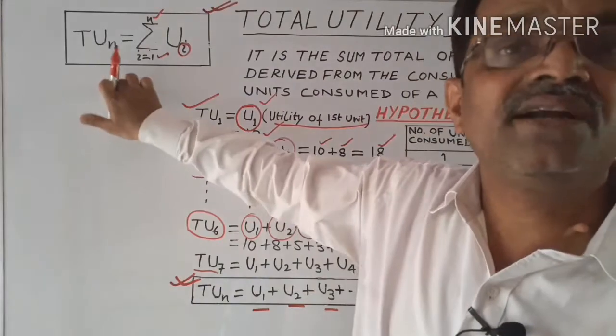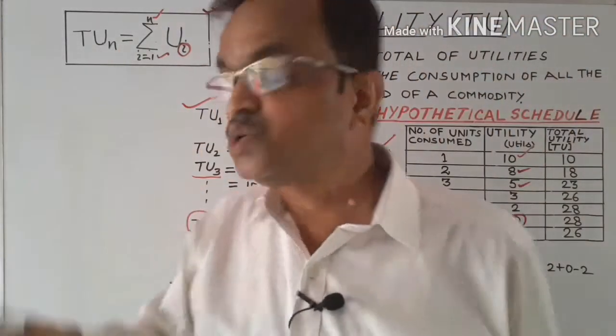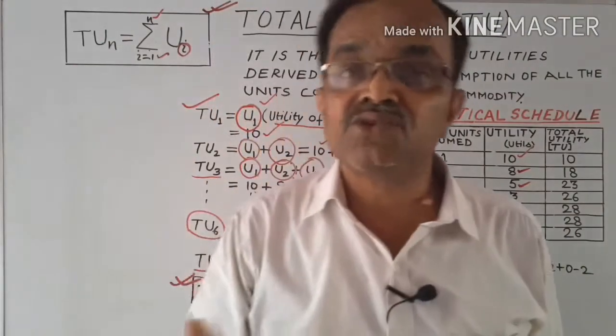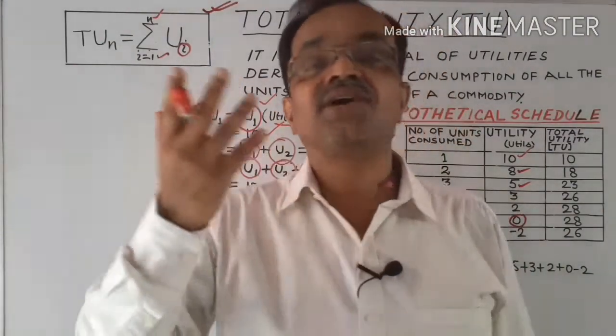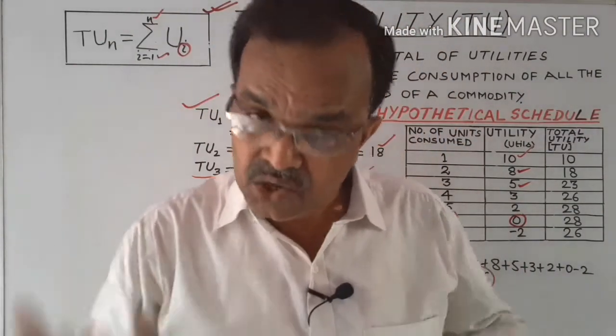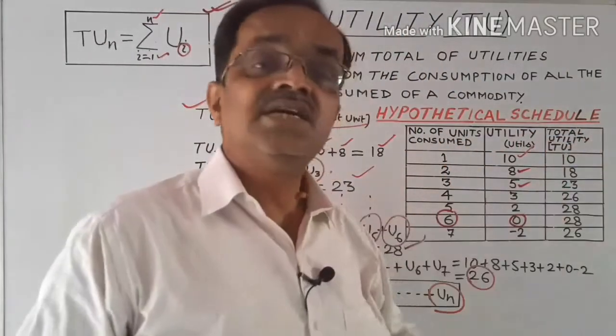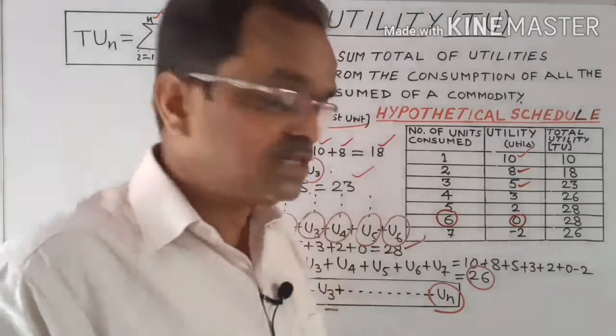In mathematical format, it can be written as: the total utility is the sum total of the satisfaction of all the units of consumption of that commodity. Now look at the behavior of total utility during the consumption process.